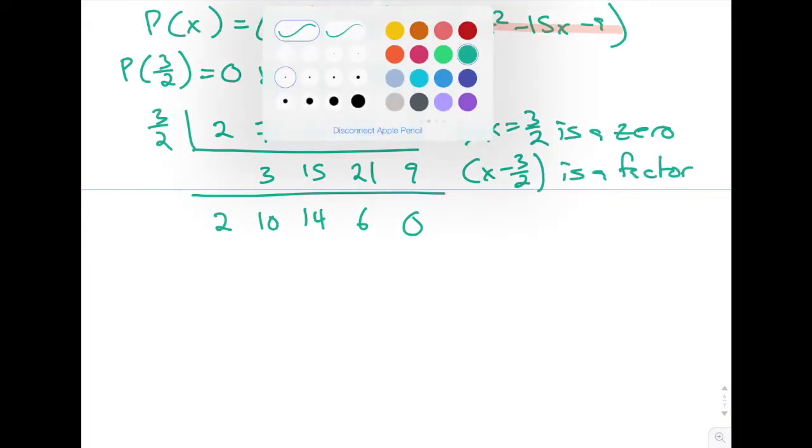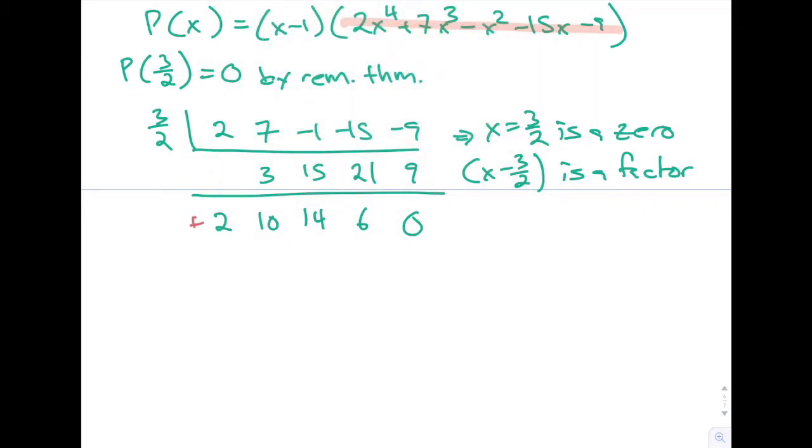Now another thing to notice here is that we have positive, positive, positive, positive. So we have all of these positive terms in the bottom row after we've completed synthetic division. This implies that x equals 3 halves is an upper bound for the real zeros of p.